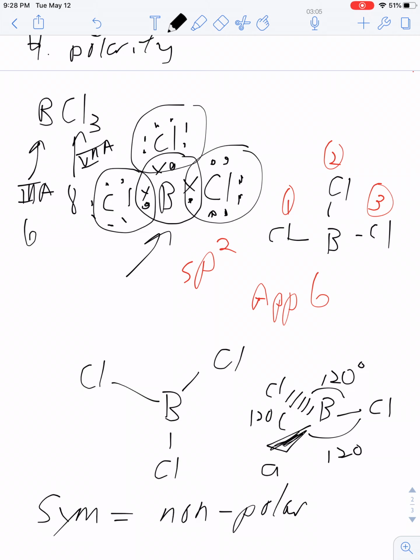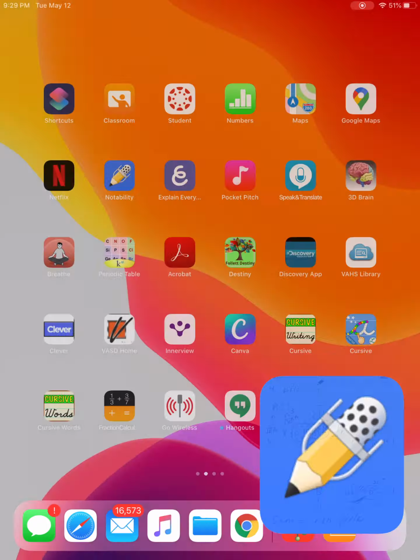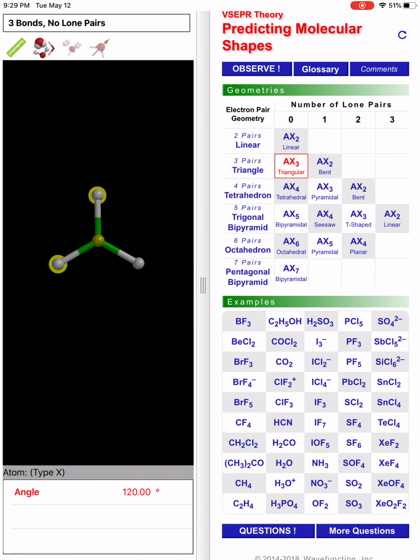Okay? All right? So let me just show you this in a 3-dimensional atom program. I want to add 3 atoms to this, okay? And then I can move this thing around in 3 dimensions. You can see that all 3 atoms are in the same plane, and that the angle is 120 degrees, okay?